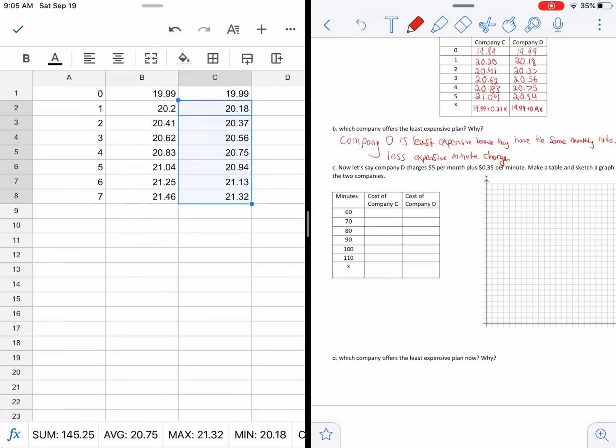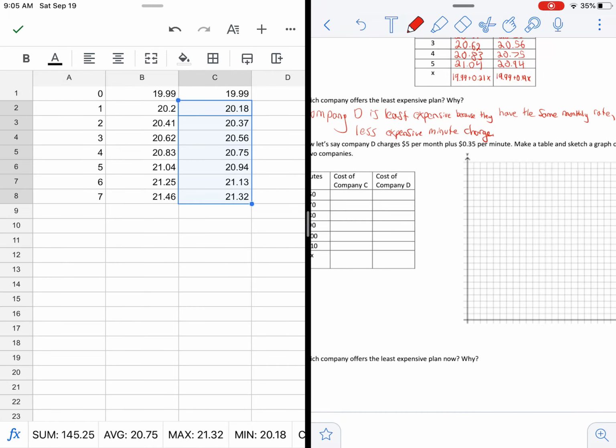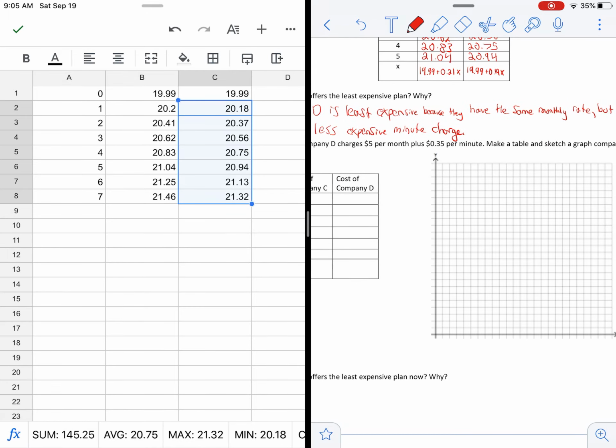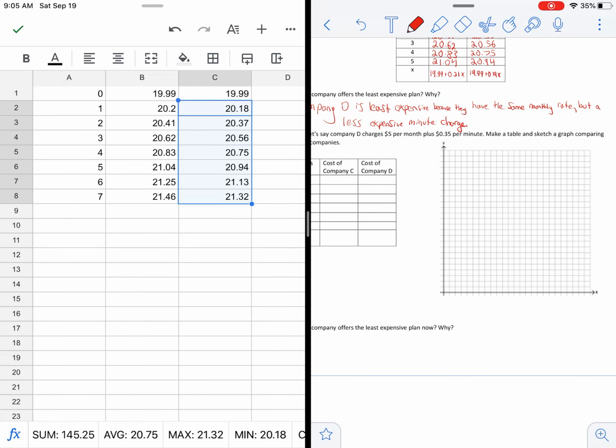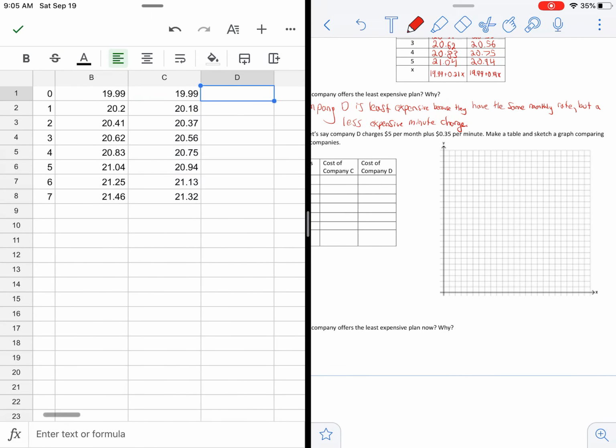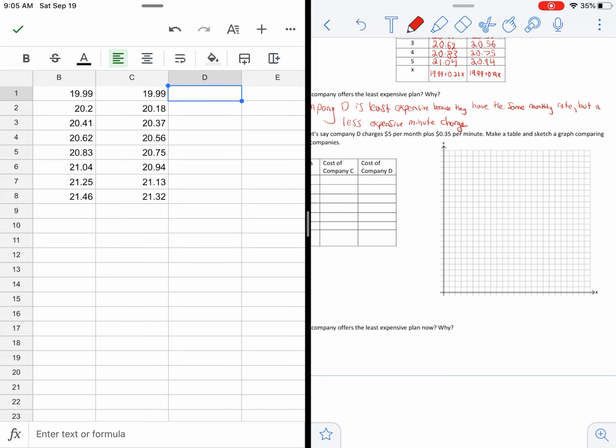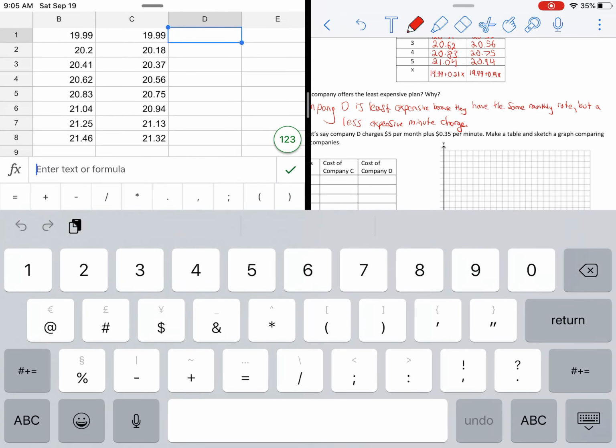All right, part C, let's say the company D charges $5 per month plus an additional 35 cents per minute. Okay, well, let's add a column here. So they're going to come in a lot cheaper right off the bat. They're going to start at 5. So I've got that in my table, and then the new pattern here is going to be to take the previous amount and add 35 cents.